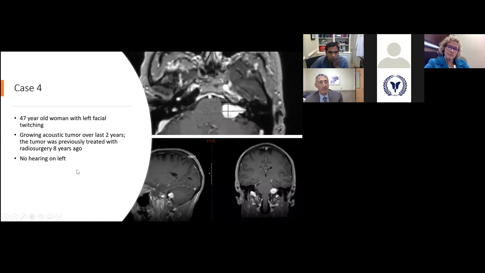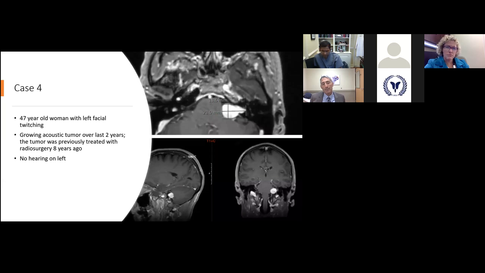Here's our last case. It's a 47-year-old woman. She actually presented with left facial twitching, and this tumor had grown over the last couple of years. In fact, it was diagnosed initially 8 years ago and treated with radiosurgery, but now, again, as noted here, has become symptomatic with documented growth. She has no hearing at all on the left side. So what do you think about this, Michelle?